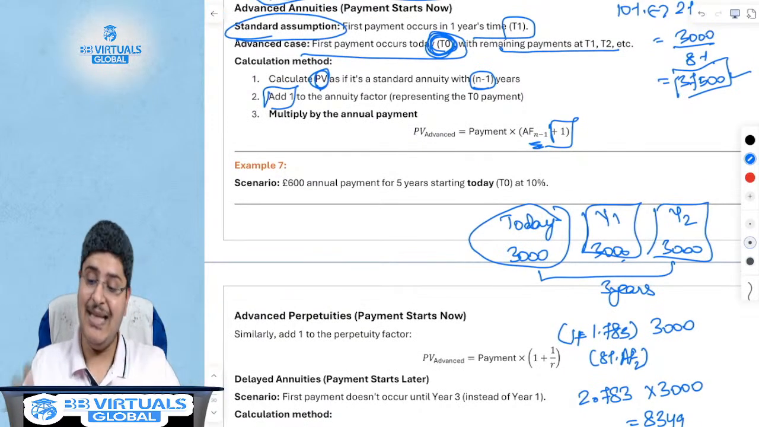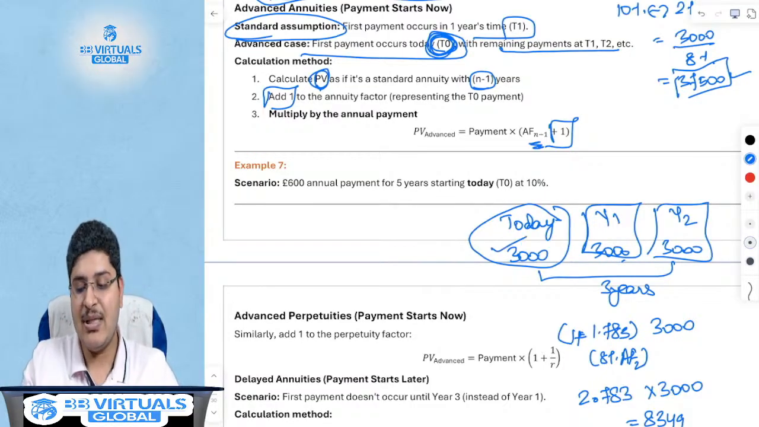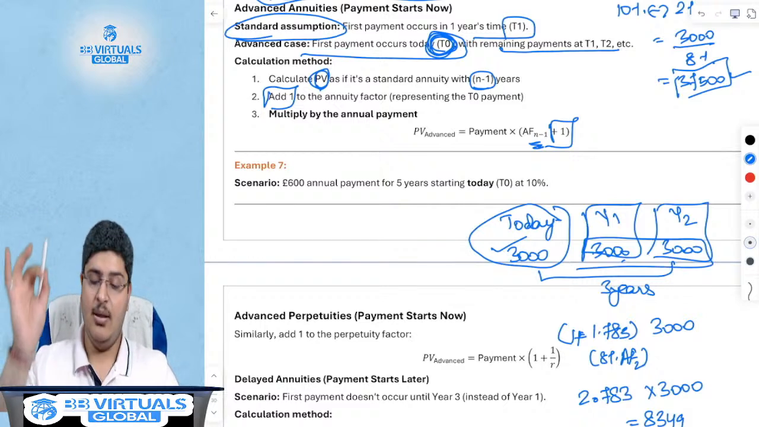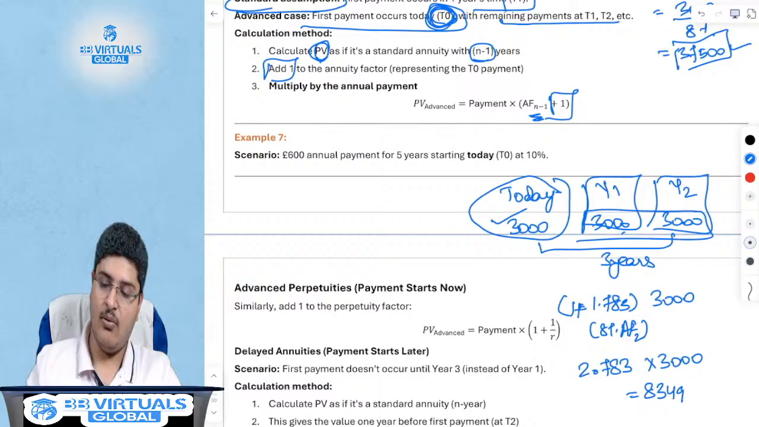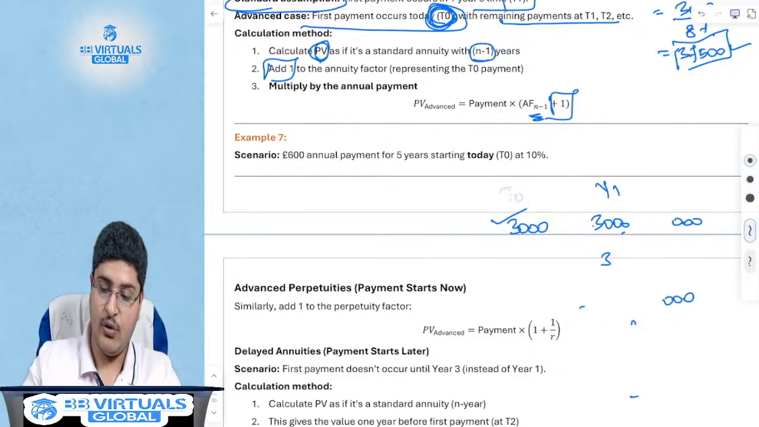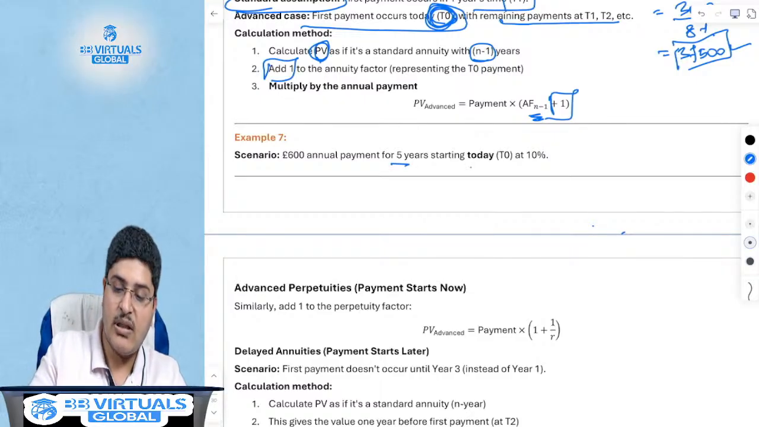The logic is the 3000 rupees on day 1 remains 3000 rupees on day 1. You will just take out the present value of the next 2 years and simply add the 3000. Now, if I was to solve this example that I have given in the notes, what is the annual payment for 600 for 5 years starting today?